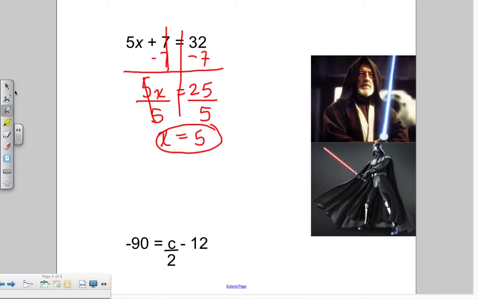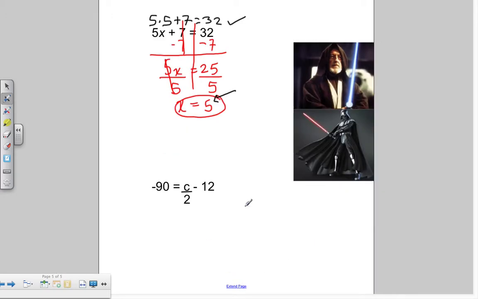So let's check it. Let's check it in black. 5 was in the equation to begin with, times x, which I said was 5 right here. So 5 times 5 plus 7. Well, I do that. 5 times 5 is 25 plus 7. Does that equal 32? And indeed it does. That's a check step.